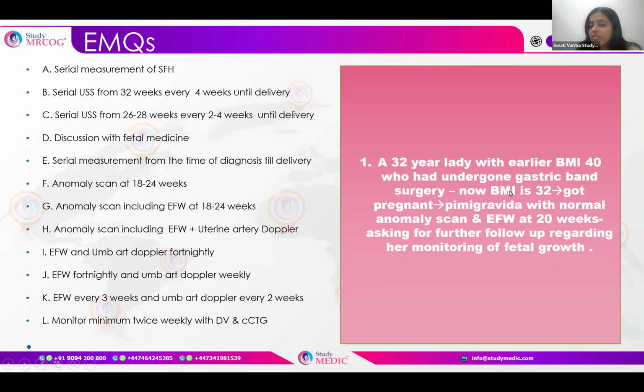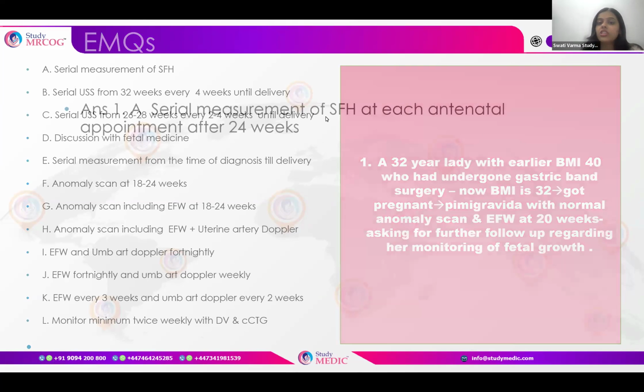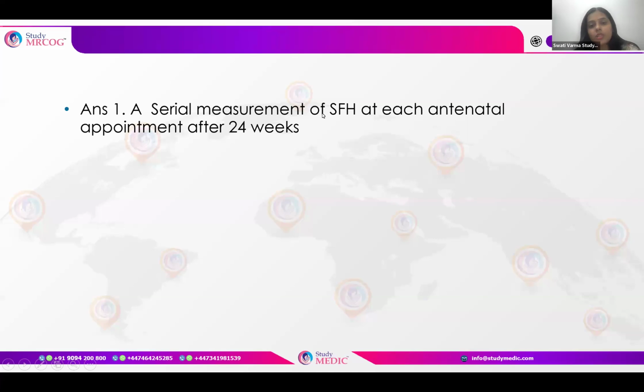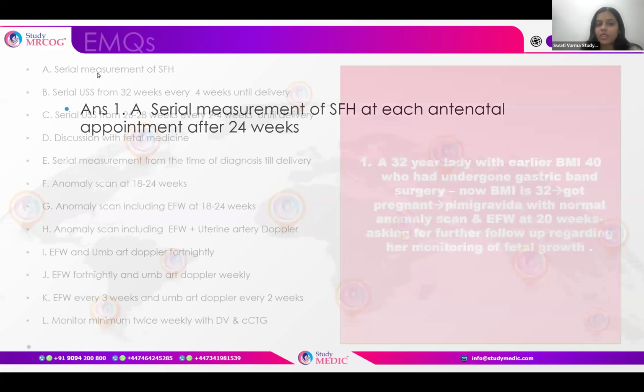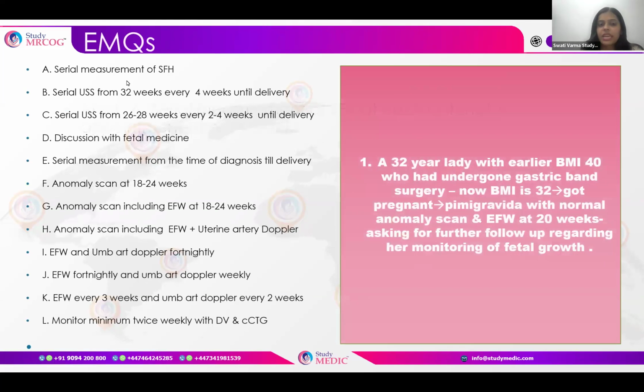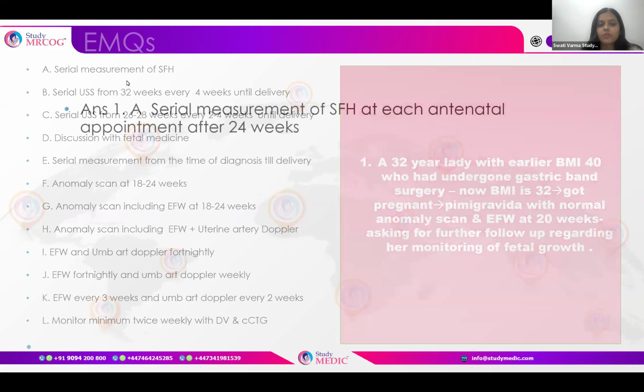So now BMI is 32. It is not a risk factor now. And gastric band surgery, don't get confused. Gastric bypass surgery is a moderate risk factor, but not gastric band surgery. So here she would be treated just like a low risk lady, and serial measurement of SFH would be carried out at each antenatal appointment after 24 weeks. So A would be the right answer.